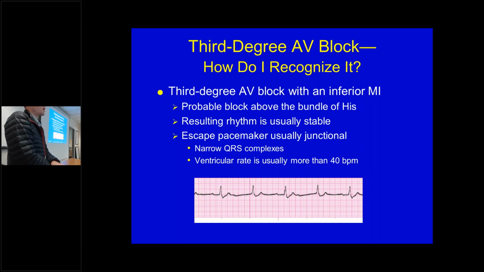What do you do with a complete heart block? I get a pacemaker. Okay, yeah, you can do a pacemaker. Yeah, I mean, you've got to pace them. If they're unstable, if their blood pressure's iffy, whatever, you do transcutaneous pacing.